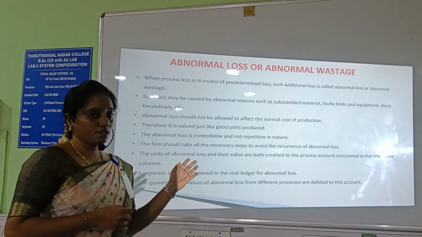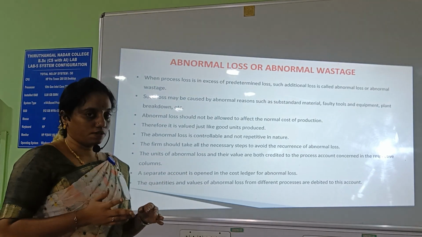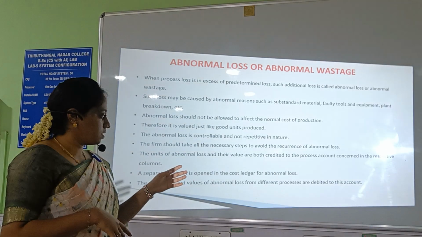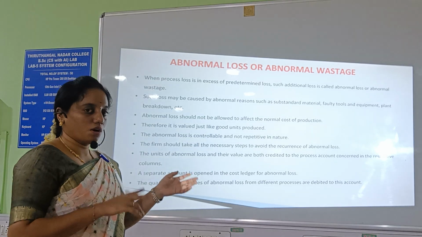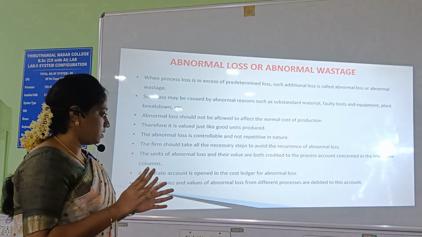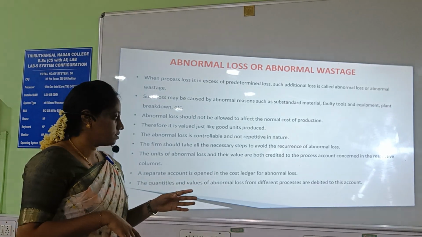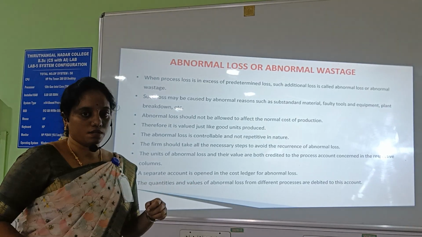The units of abnormal loss and their value are both credited to the process account concerned in the respective columns. A separate account is opened in the ledger account for abnormal loss. So for normal loss also, a separate ledger account is opened. The quantities and values of abnormal loss from different processes are debited to this account.